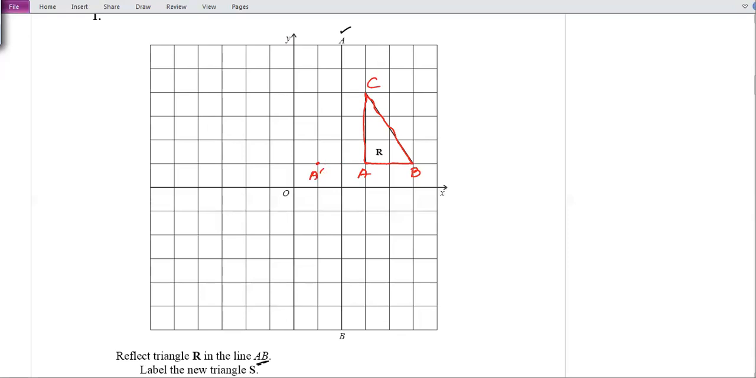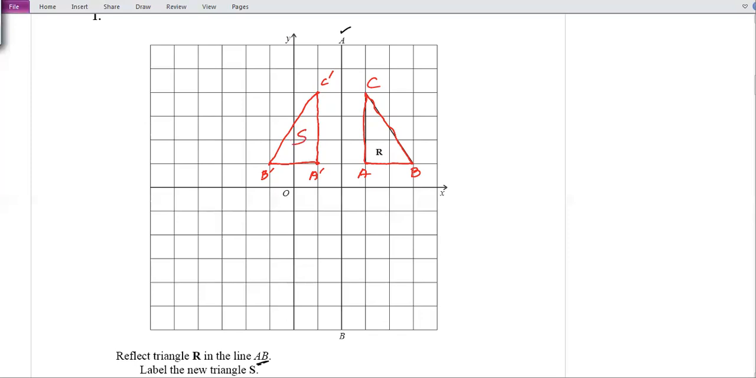Okay, how many steps is B from this line? 1, 2, 3. 3 steps. So 1, 2, 3. This is B dash. Now C, how many steps is this? 1. So it will be one step here. It will be C dash. So you can join them now. This is how we perform the reflection with this line. By making this line the mirror, this triangle will look like this one. And the question is saying label the new triangle S. It means this is your new triangle.